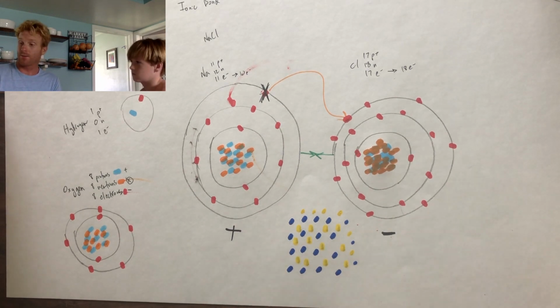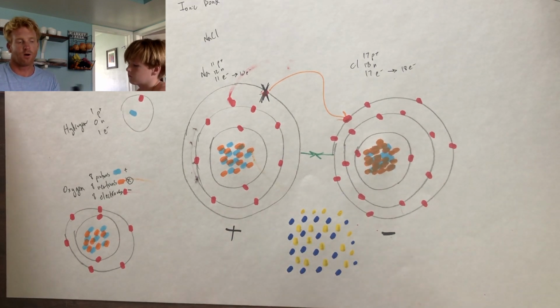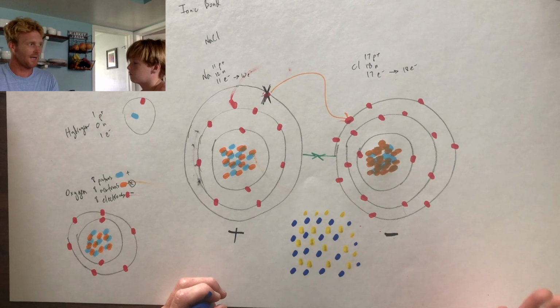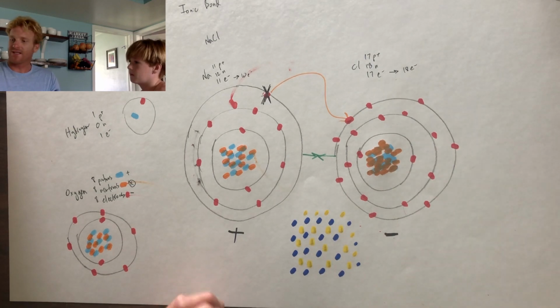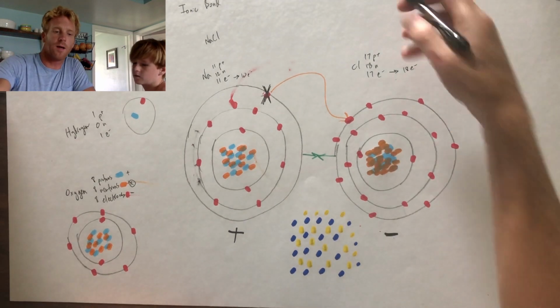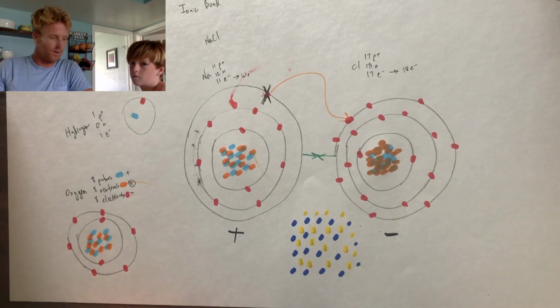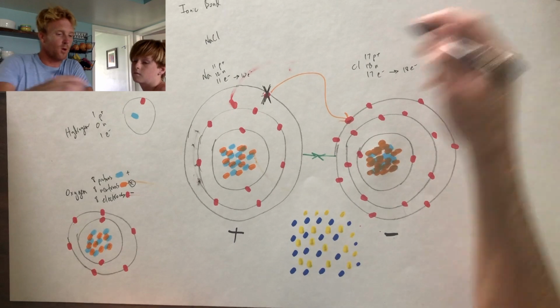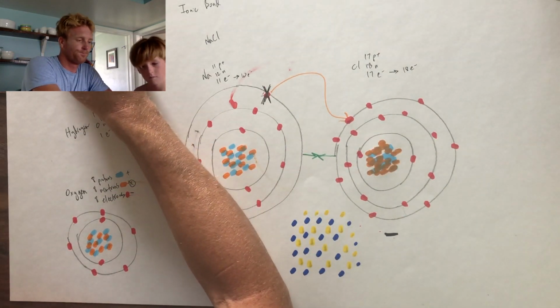So that's what table salt looks like, and the blues are sodium and the yellows are chlorine. Okay, so that's an ionic bond. The next type of bond that I wanted to talk about, we're running out of room here, but that's okay, is called a covalent bond. We're gonna do a covalent bond right here.